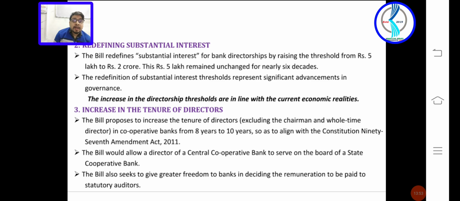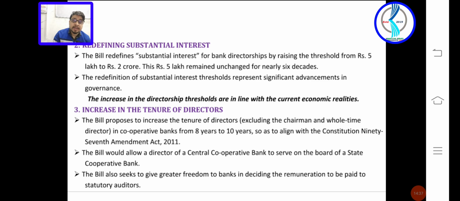The second change is that now the director of a Central Cooperative Bank can become the director of a State Cooperative Bank also. You'll ask me, sir, then what is the change? Previously, listen carefully, previously the RBI appoints the director of the State Cooperative Bank. Fine. But this time, if there is a director of a Central Cooperative Bank at the district level, he can be promoted to become the director of the State Cooperative Bank.